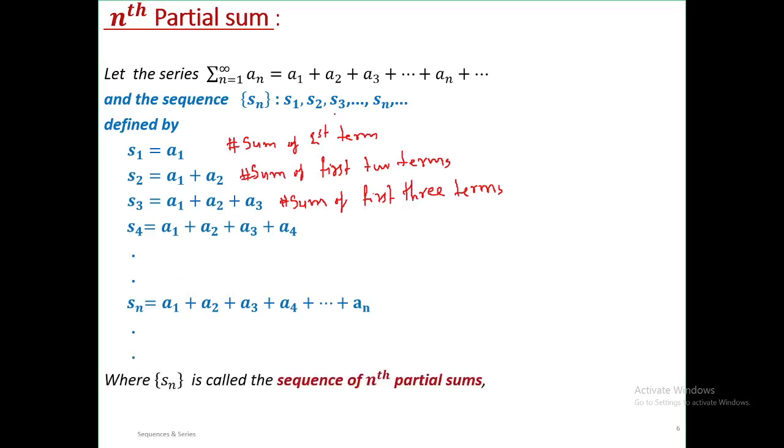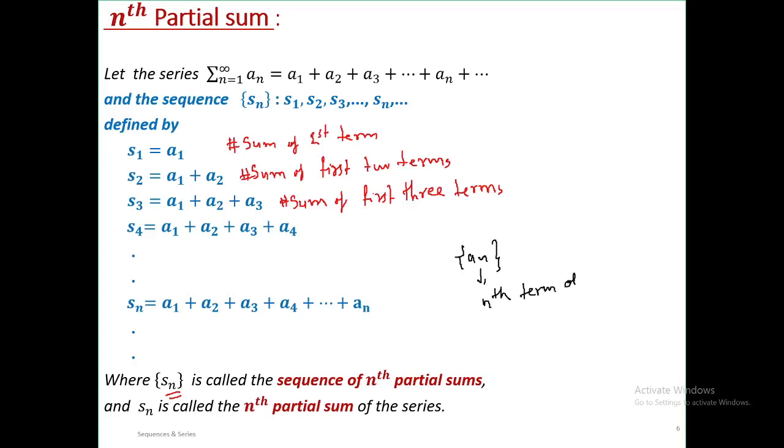Such a kind of sequence Sn I am taking. Such a sequence Sn is called the sequence of nth partial sums. Which one? This one, sequence Sn, right? And Sn is called the nth partial sum of the series. In general, if an is a sequence, this is called the nth term of the sequence, right? Here also Sn is the nth term of a sequence, but particularly I am generating Sn like this.